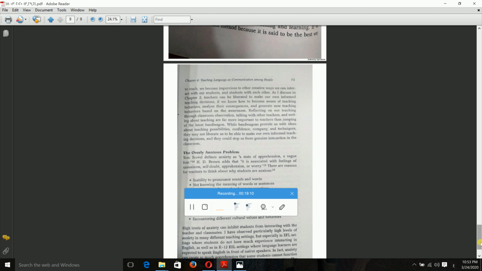And also, writing about teaching is far more important to teachers than jumping on the latest bandwagon. While bandwagons provide us with ideas about teaching possibilities, confidence, company, and techniques, they may not liberate us to make our own informed teaching decisions, and they could stop us from genuine interaction in the classroom.